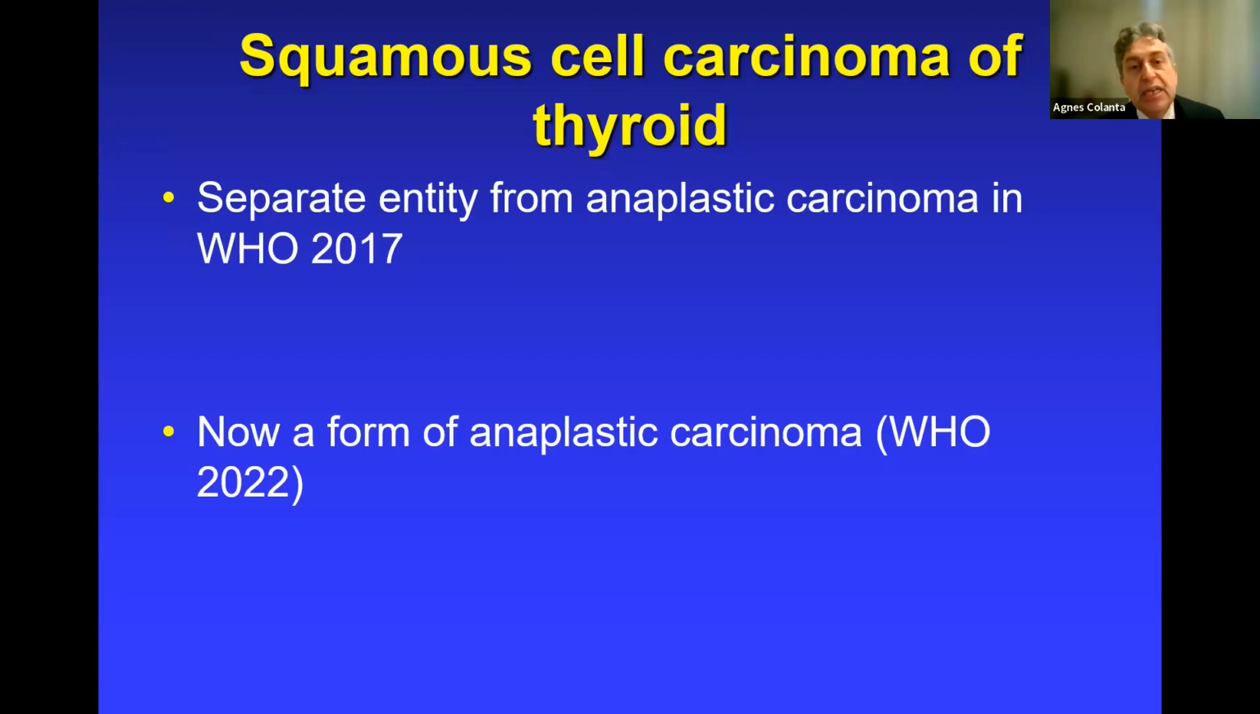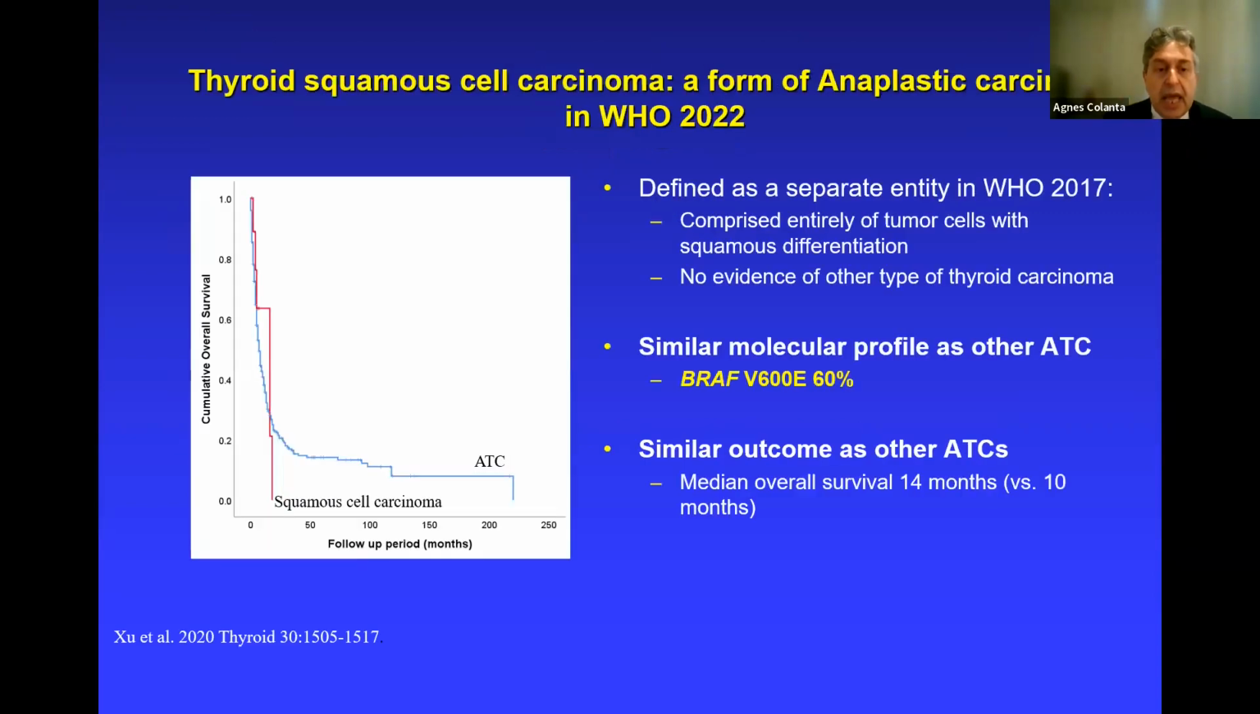Another change is the entity squamous cell carcinoma of the thyroid. So in the 2017 WHO, this was considered a separate entity from anaplastic carcinoma. Now it's a form of anaplastic carcinoma. And the reason for that, first of all, let me tell you how it is defined in the 2017 WHO. It was defined as a tumor composed entirely of tumor cells with squamous differentiation. No papillary carcinoma with it, no follicular carcinoma with it.